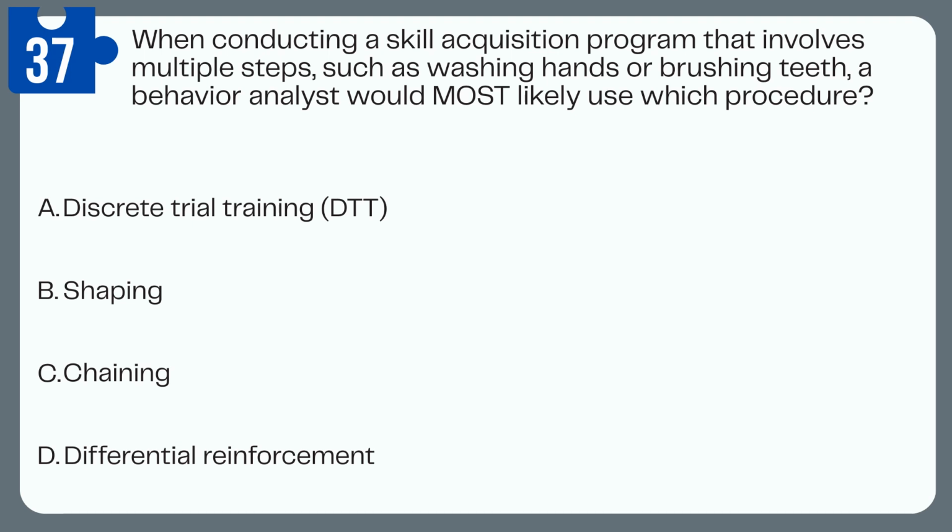Question 37. When conducting a skill acquisition program that involves multiple steps, such as washing hands or brushing teeth, a behavior analyst would most likely use which procedure? A. Discrete trial training, DTT. B. Shaping. C. Chaining. D. Differential reinforcement.